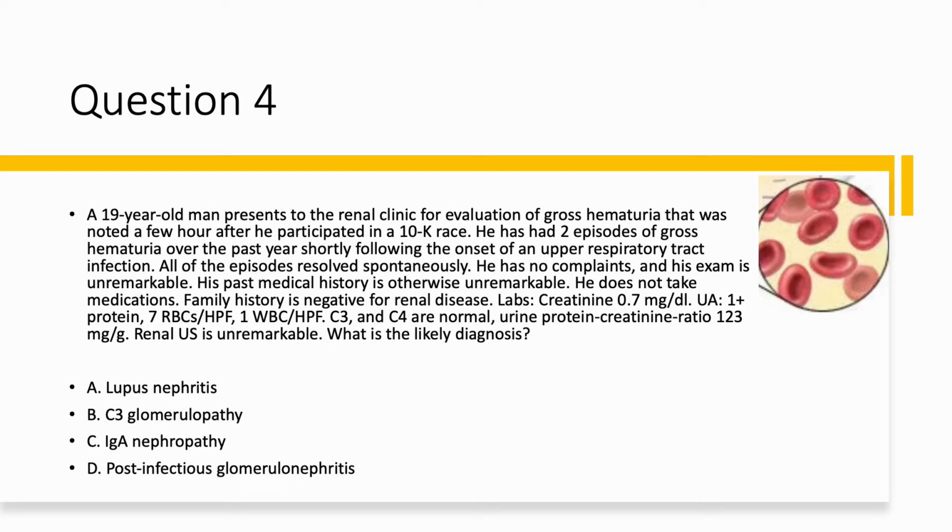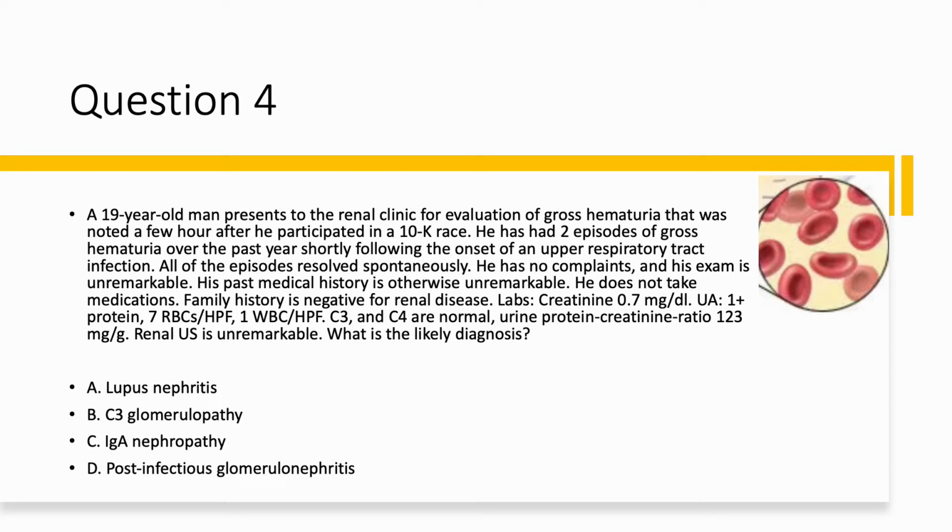Laboratory evaluation, creatinine is normal, 0.7 milligram per deciliter. Urinalysis shows 1 plus protein, 7 RBCs per high power field, and 1 WBC per high power field. C3 and C4 complement levels are normal. Urine protein to creatinine ratio is 123 milligram per gram. Normal should be less than 30. Renal ultrasound is unremarkable, so there are no stones, no cysts, no tumors, no masses. What is the likely diagnosis? Is it A, lupus nephritis, B, C3 glomerulopathy, C, IgA nephropathy, or is it D, post-infectious glomerulonephritis?